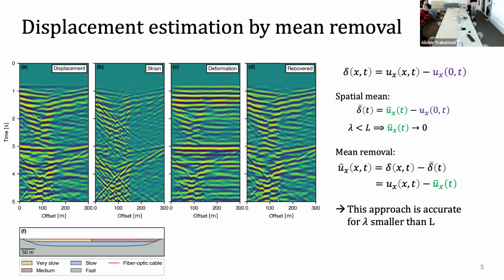And here we have something which is really close to the displacement at the beginning, but it's not exactly the true displacement, because by doing this mean removal, we also remove very long wavelength signal, meaning that this process works only for wavelengths which are shorter than the wavelengths of the linear segment. So this is for an ideal linear cable.